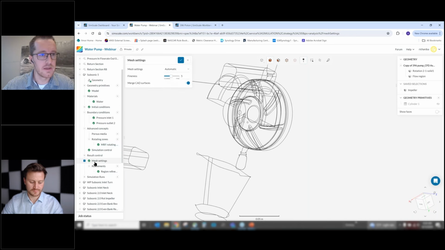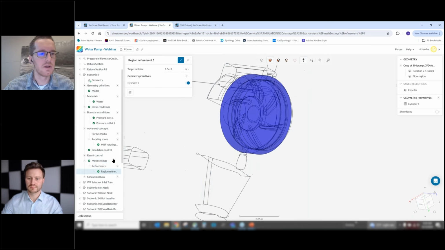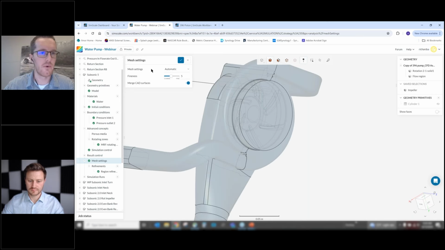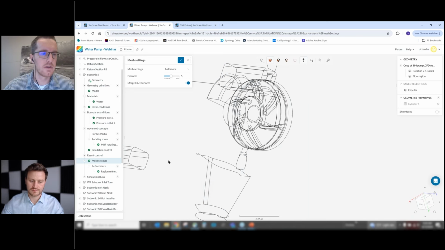Within the subsonic solver, the mesh settings are a bit different than what you might be used to, where you're essentially setting up a coarse or fine resolution to the mesh, at least within the automatic settings. The automatic settings were sufficient for us. We did have a region refinement here in that same rotating zone where we set a target cell size for the mesh. But otherwise, it's a relatively straightforward mesh setup here. Again, setting the fineness of the mesh within the automatic mesh settings, and then a region refinement in the rotating zone.